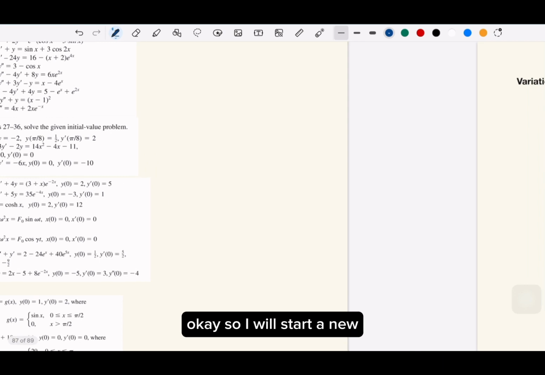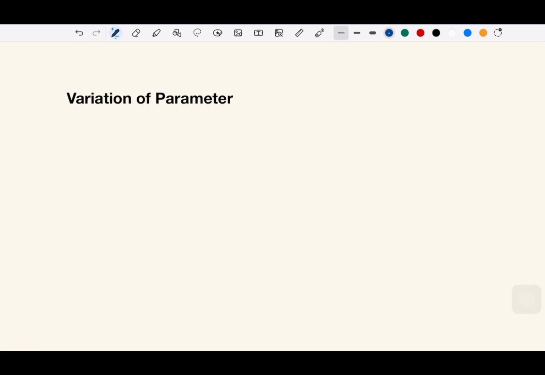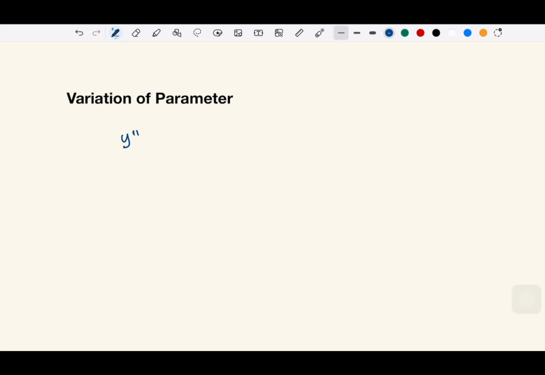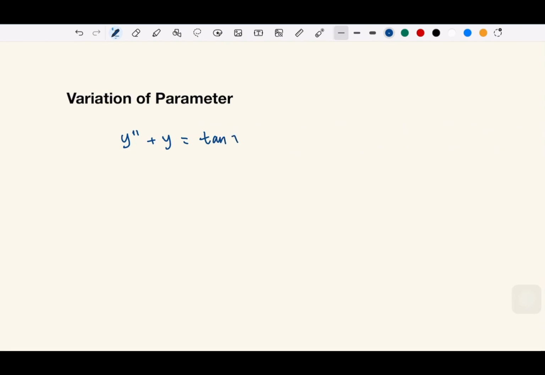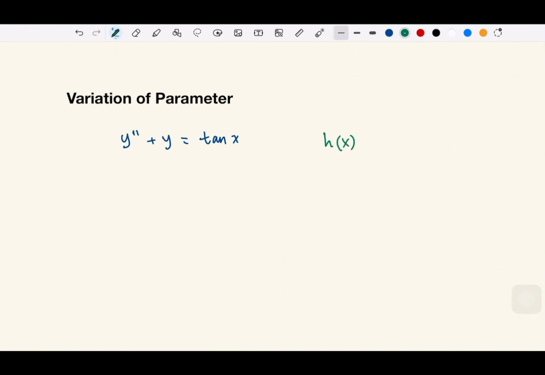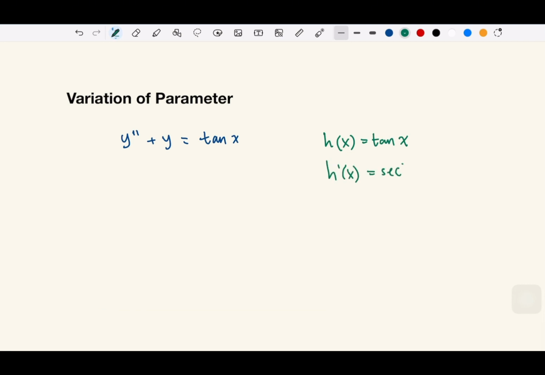Okay, so I will start a new method which we call the variation of parameters. To start this, we can consider this example like I mentioned before. Let's say we have a second order equation and we have a tangent on the right side. If we write, let's say, the function h is tangent x, let's say we derive this several times. We derive, and then derive.